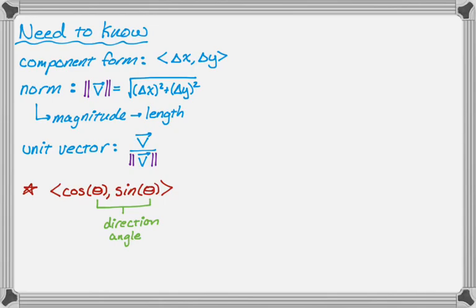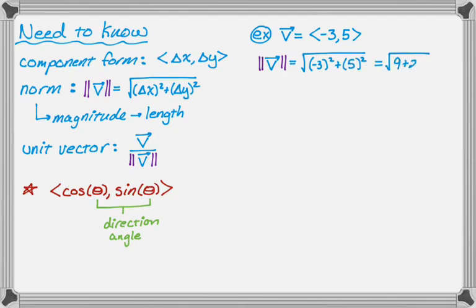The first one, I'm just going to give you a vector in component form, and we're going to turn it into a unit vector. So the vector is negative 3, 5. First I'm going to find the norm. So that's using proper notation. It looks like that. It's going to be the square root of the quantity negative 3 squared plus the quantity 5 squared, which is 9 plus 25, so radical 34.